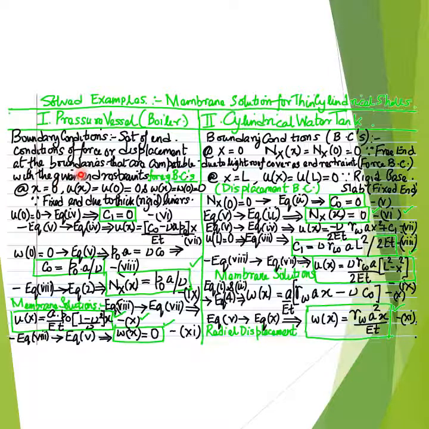A set of boundary conditions that is compatible with the given end restraints for the cylindrical pressure vessel is comprising of the longitudinal or axial displacement u equal to 0 at the boundary x equal to 0 due to the fixed end boundary conditions on account of the thick or rigid liners provided at the ends of the cylindrical pressure vessel.